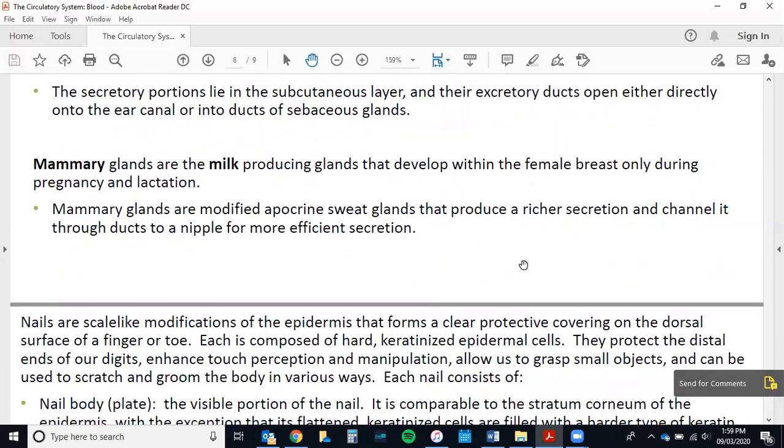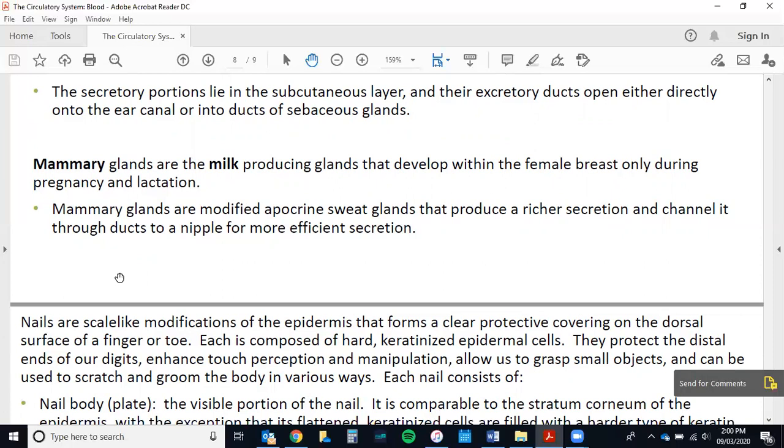Mammary glands are the milk-producing glands that develop within the female breast only during pregnancy and lactation. They are modified apocrine sweat glands, producing a much richer secretion. And unlike sweat glands, where each gland opens up into a different area, all the ducts of mammary glands end up in the same place, opening into the nipple for very efficient secretion, which is how the baby can get its nourishment for those first several months of life after they've been born. We'll talk about mammary glands.